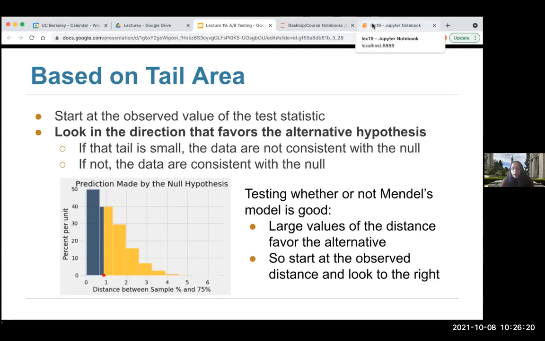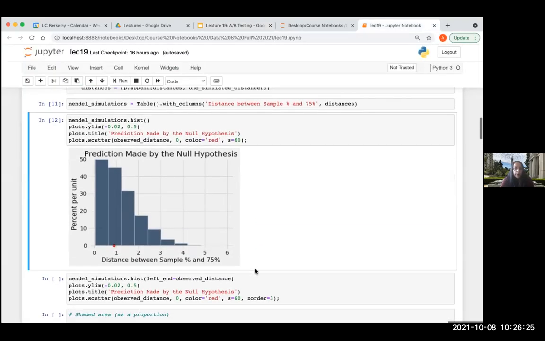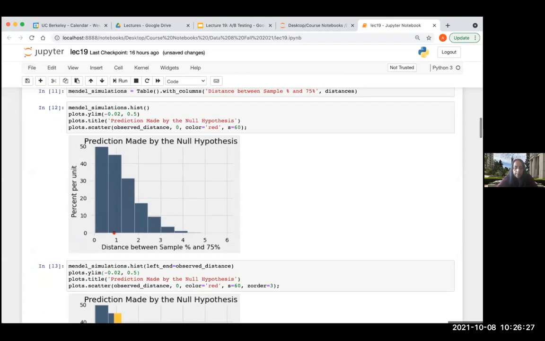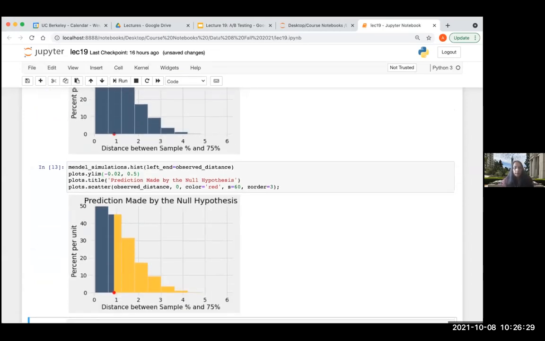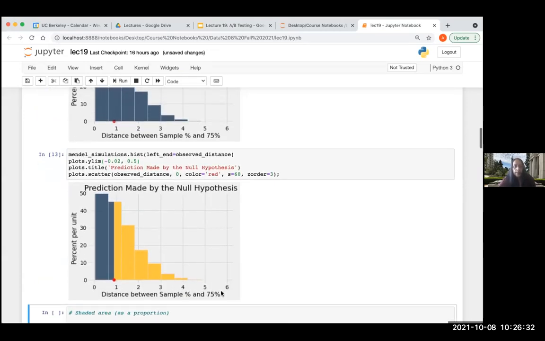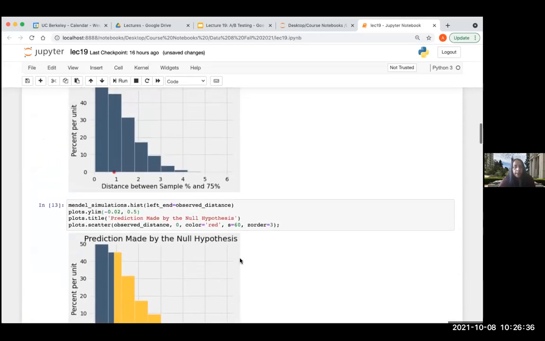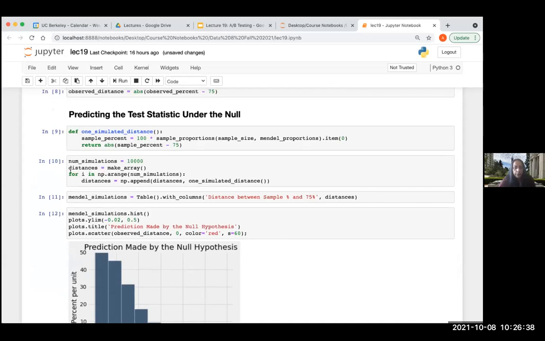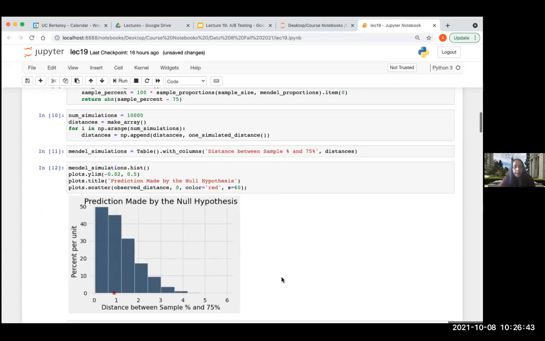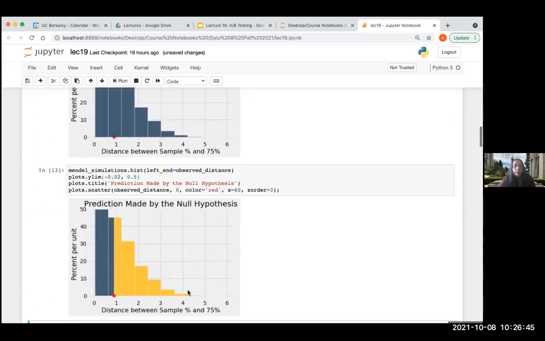We have all the data, so we should be able to find that proportion. This is the picture that we're looking at, and we want to find the shaded area as a proportion. And now the array was called distances. All of the distances are in this array distances. And so what do we have to do? We have to count the number of the distances that were greater than or equal to this observed distance, and then convert that to a proportion.